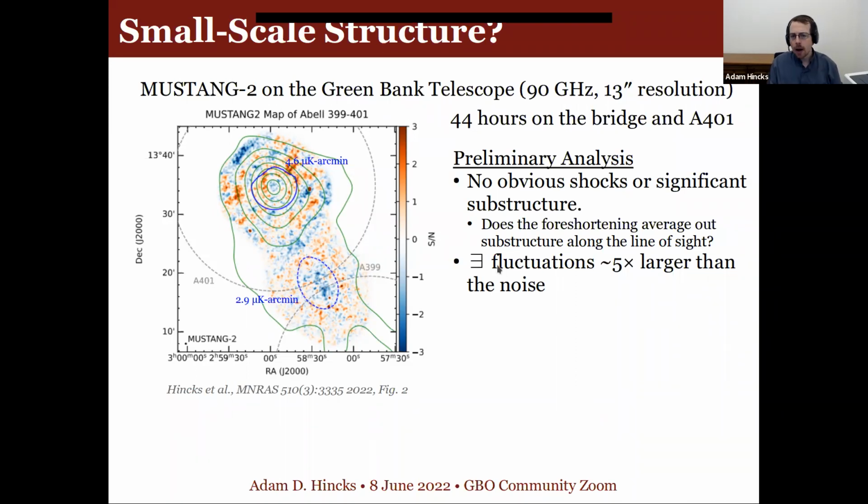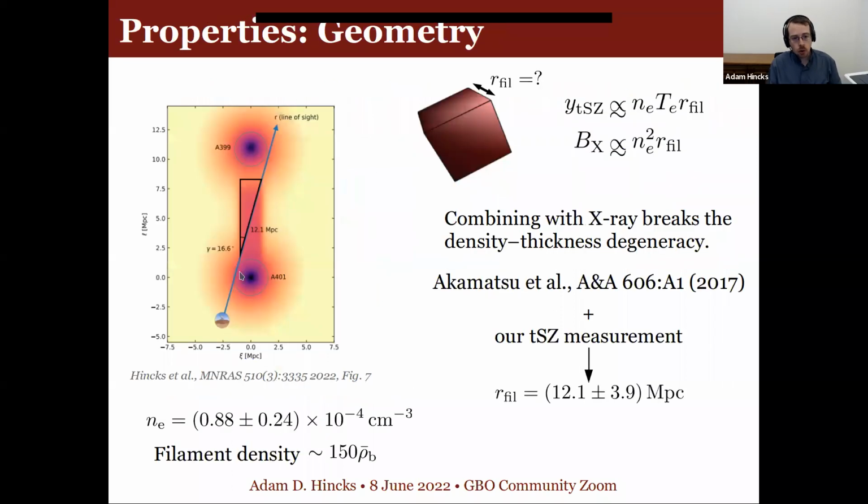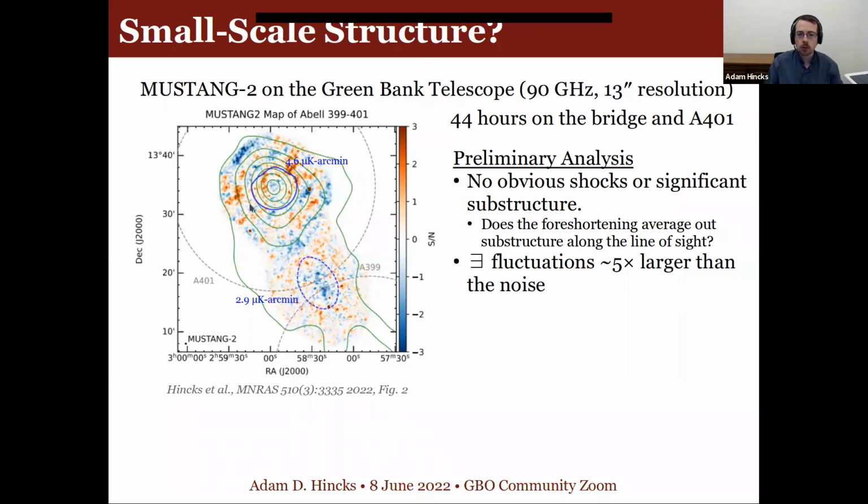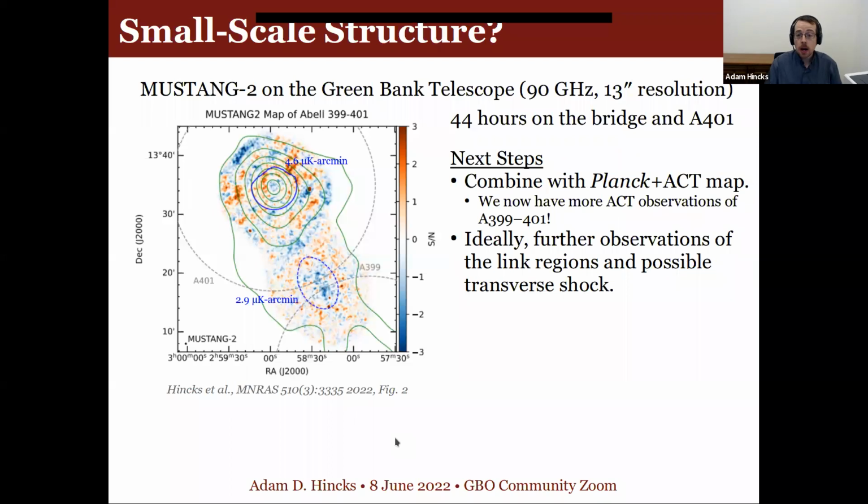One hypothesis that Charles Romero, who's one of the people on this paper, put forth is that we're looking through a large column here, and if there is substructure, maybe it's getting washed out because we're looking through so much. But that's just one idea that we mentioned in our paper. There's more that we want to do with this particular system. In particular, we want to combine this map from MUSTANG-2 with our map that we made from Planck and ACT. There are technical issues with that because of the shape of the map and the noise properties, so that's something that we hope to do.